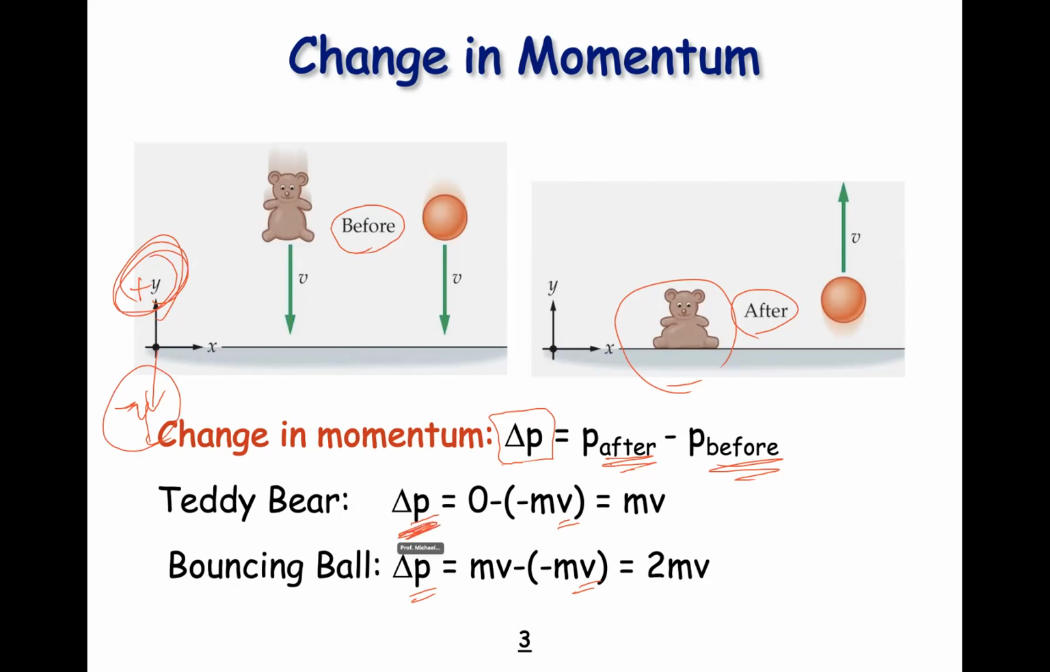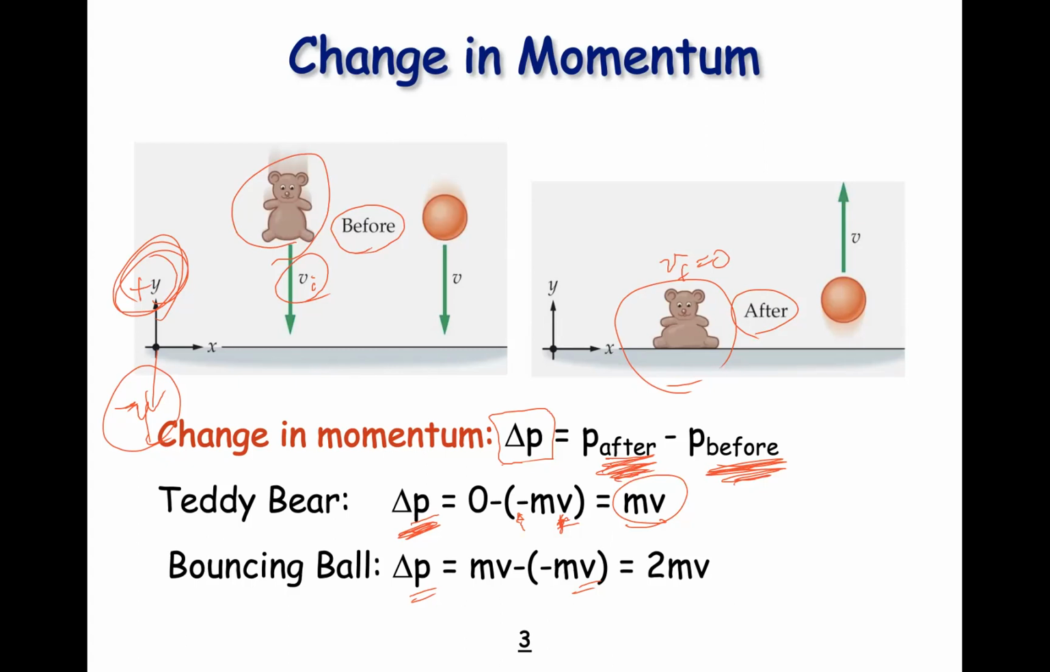So we can say, okay, what's the teddy bear's momentum right after it hits the floor minus right before it hits the floor. Right after it hits the floor, its momentum is equal to m times v final, which is 0. Right before it hits the floor, it's equal to m times v initial. So whatever that negative value is, right? V initial is downward. So 0 minus negative mv is equal to just m times v.